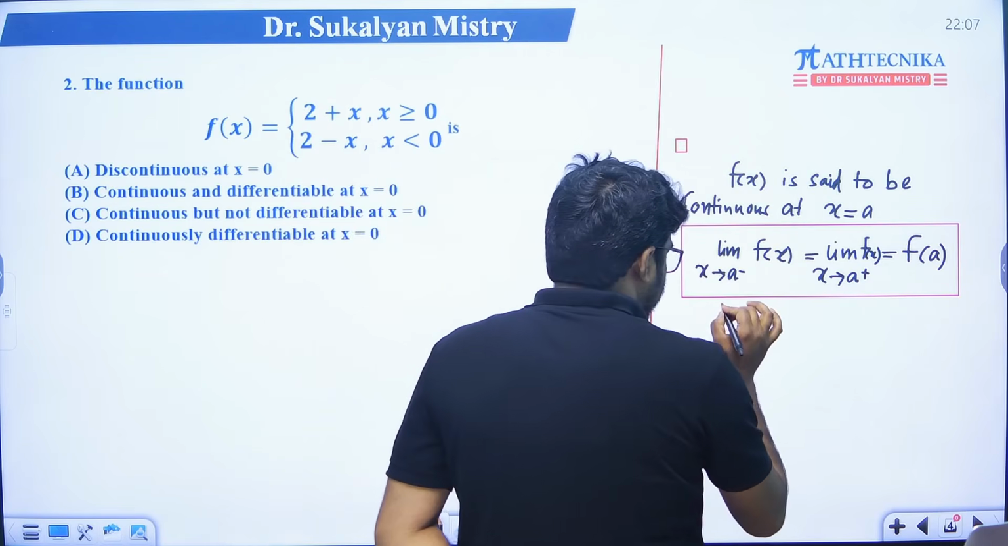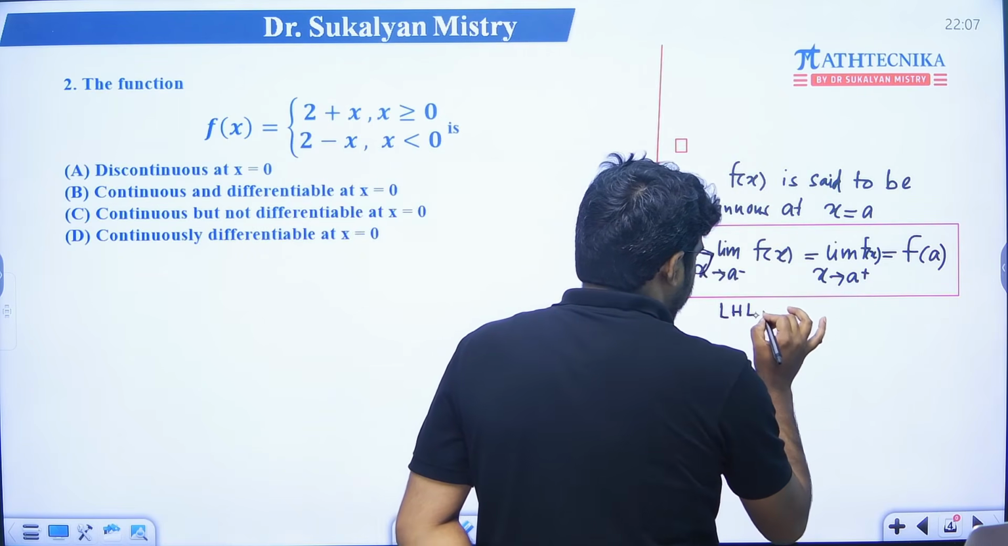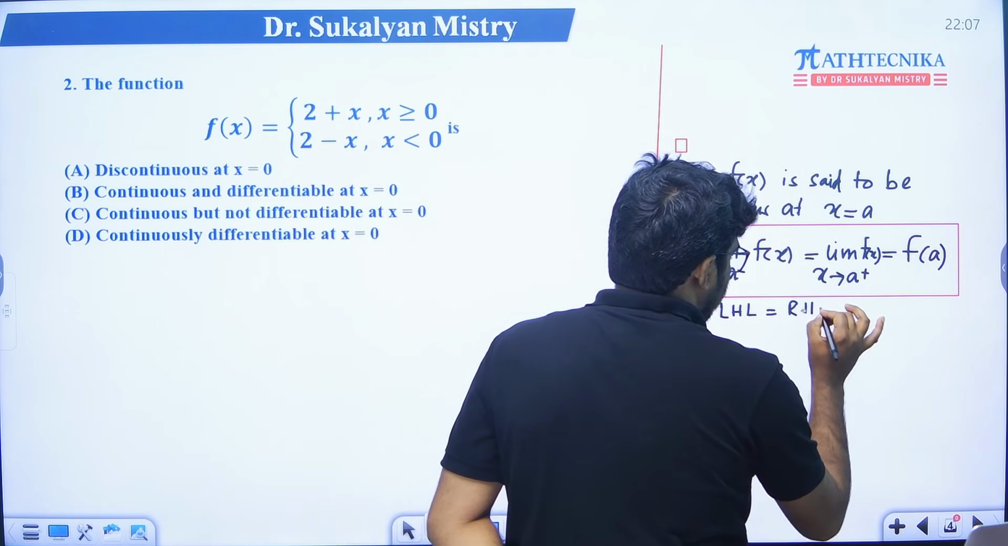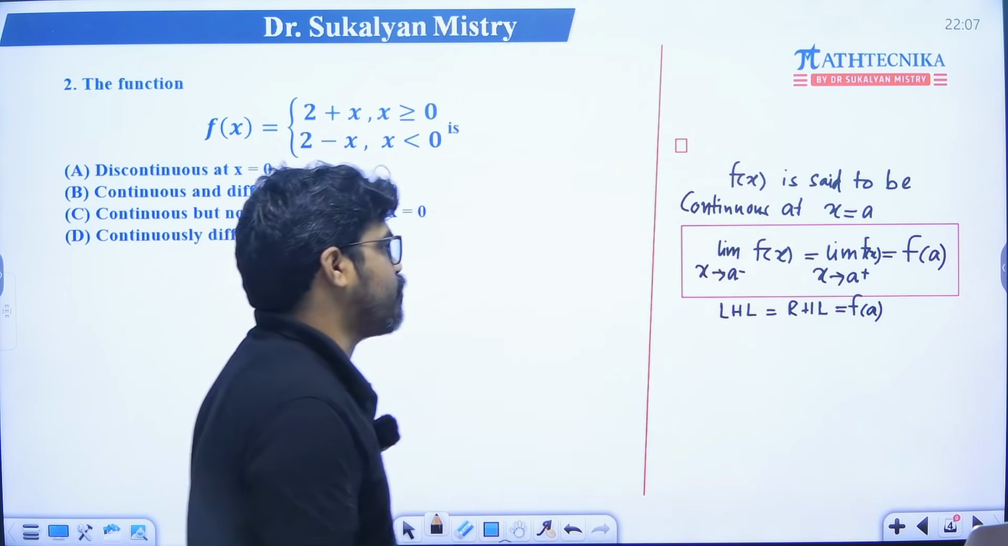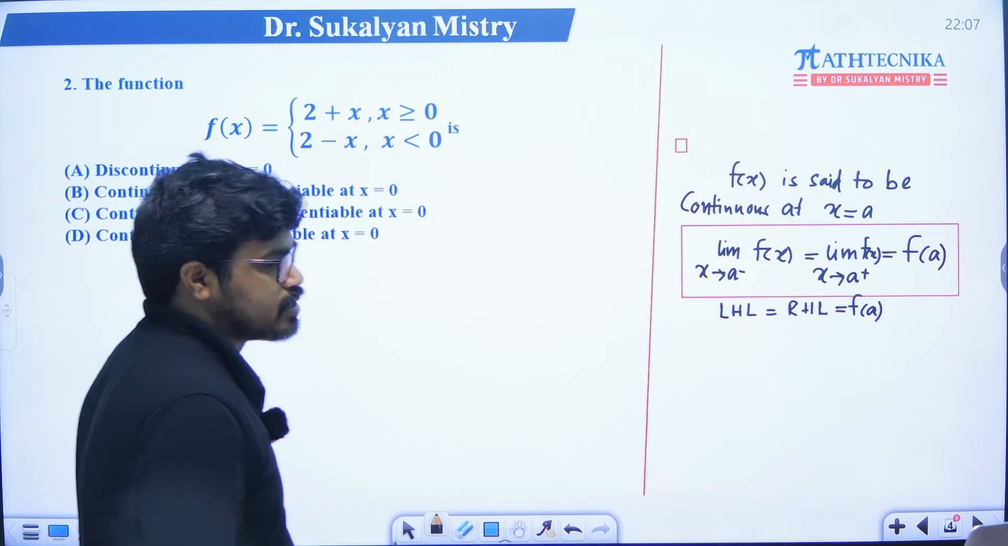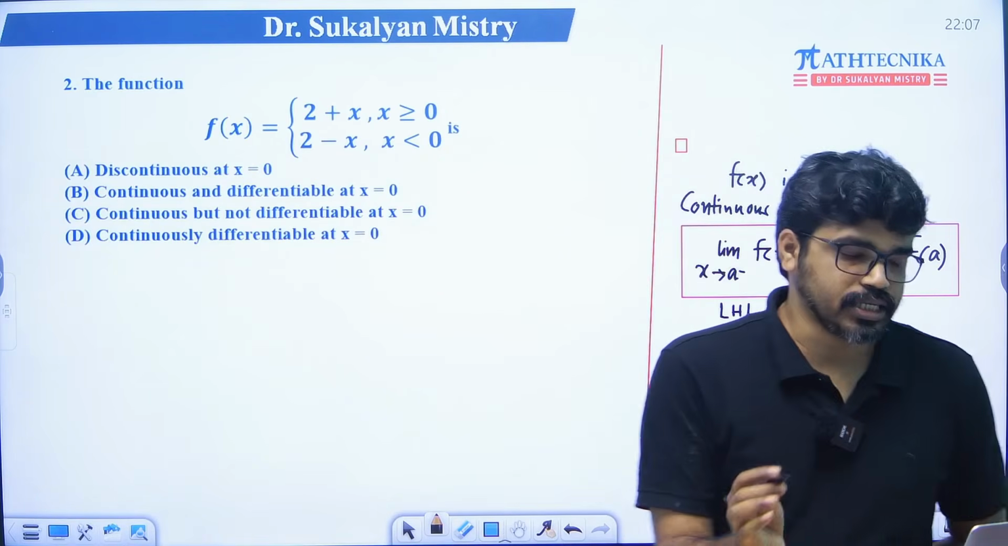This is called the left hand limit, and this is called the right hand limit. So the left hand limit is equal to the right hand limit is equal to f(a). Then we say that the function f(x) is continuous at the point x equals a.